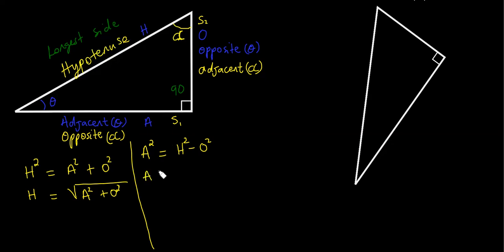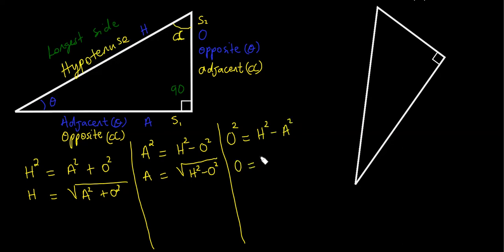In this case, the adjacent is going to be equal to the root of H squared minus O squared. If we are looking for the opposite side, opposite squared is also equal to hypotenuse squared minus adjacent squared, so the opposite is the root of H squared minus A squared. That's how you deal with these values.